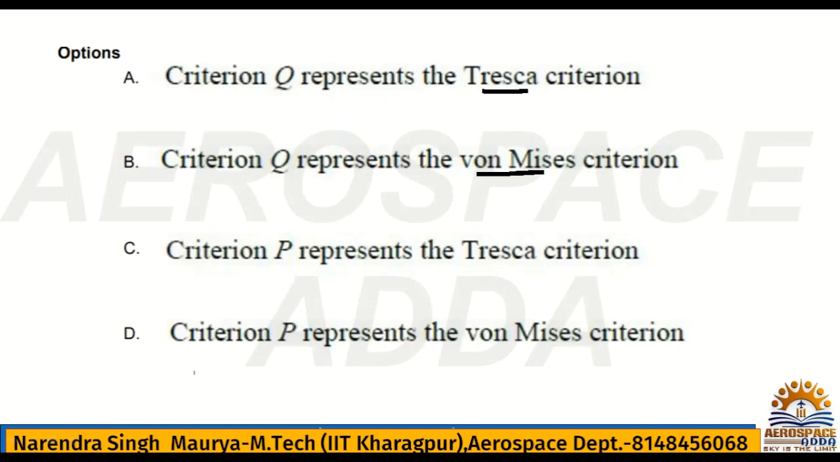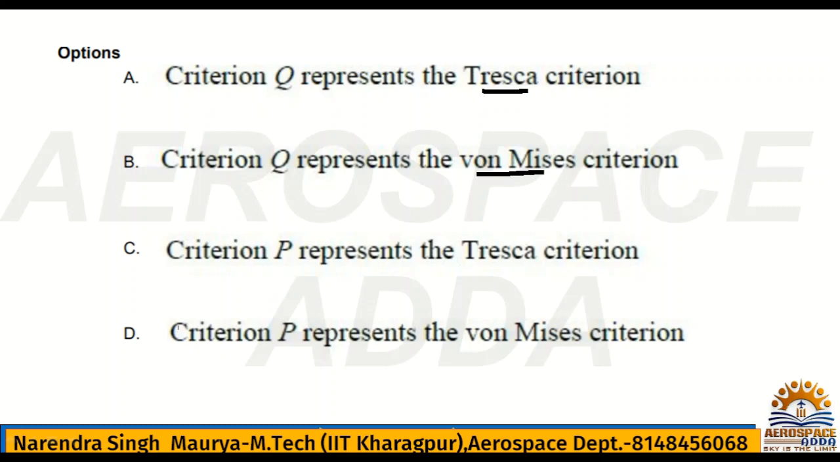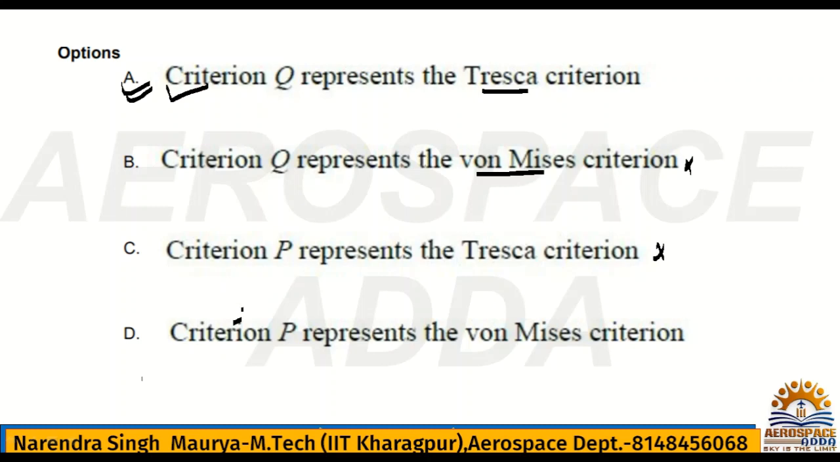Now you can check the correct answer. Criteria Q represents the Tresca criteria. Check, Q is what? Tresca criteria. Yes, this first option is correct. Yes or no? First option is correct. Criteria Q represents Von Mises? No, because it is already Tresca criteria, as I have mentioned. Criteria P represents Tresca criteria? No, criteria P represents the Von Mises. So what are the correct options? A and D. This is the answer.